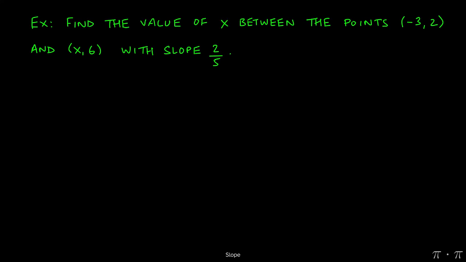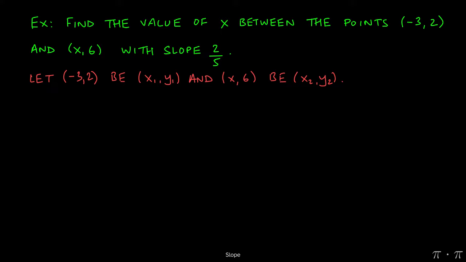In this question, we're asked to find the value of x such that the line between negative 3, 2 and x, 6 has slope 2 over 5. We can assign negative 3, 2 to be our first point and x, 6 to be our second point. This is entirely arbitrary. You could have chosen x, 6 to be your first point, negative 3, 2 to be the second point, and the answer would still be the same.